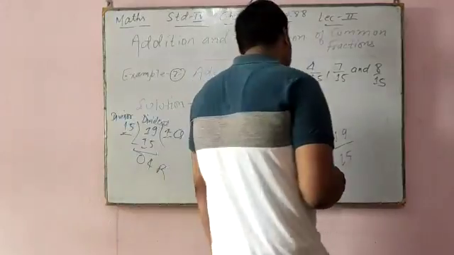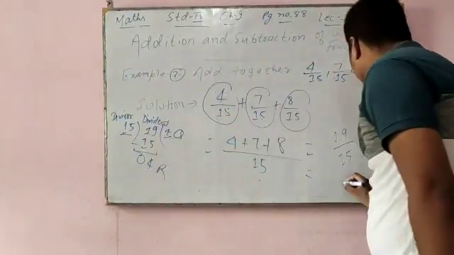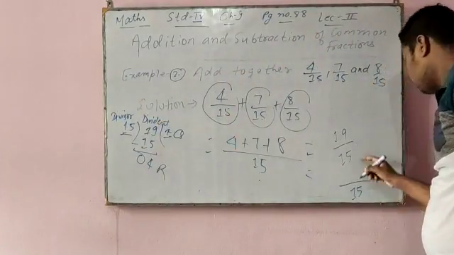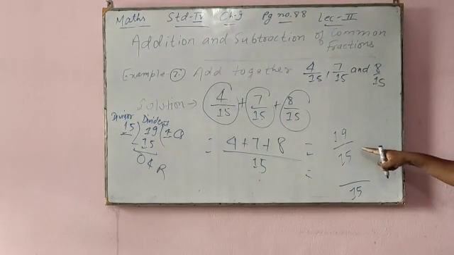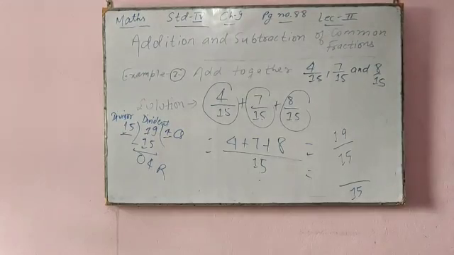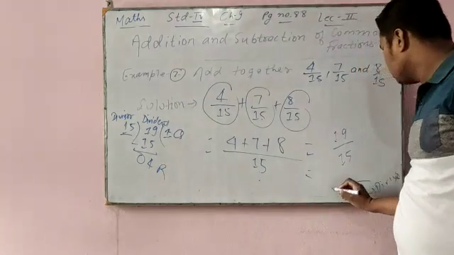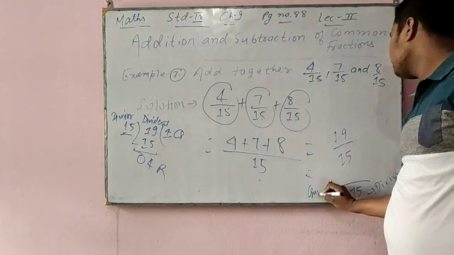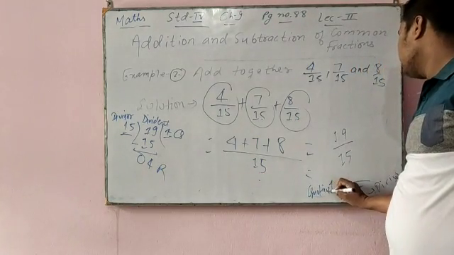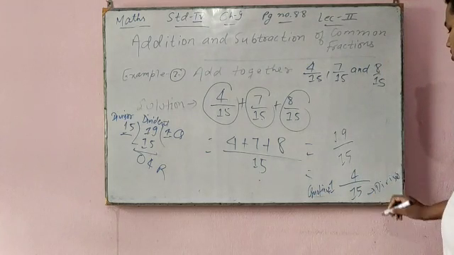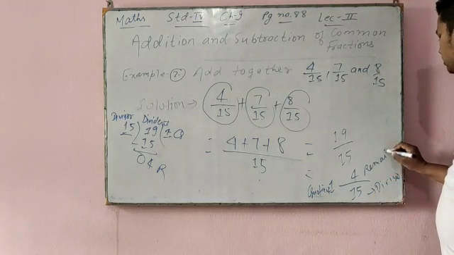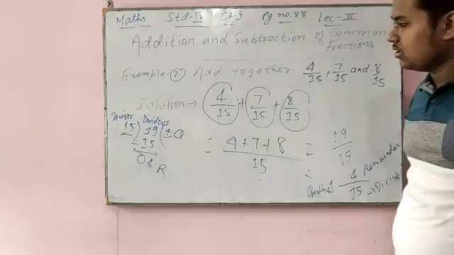So how do we write it? This divisor we write in the denominator. Why? Because here it is also 15 in the denominator, so here also we will write 15. Here we write the divisor. Here we write the quotient. Our quotient is 1. And here we write the remainder. The remainder is 4. So this is your mixed fraction.